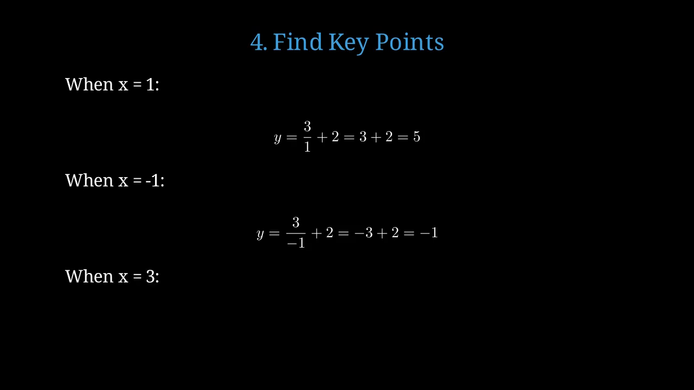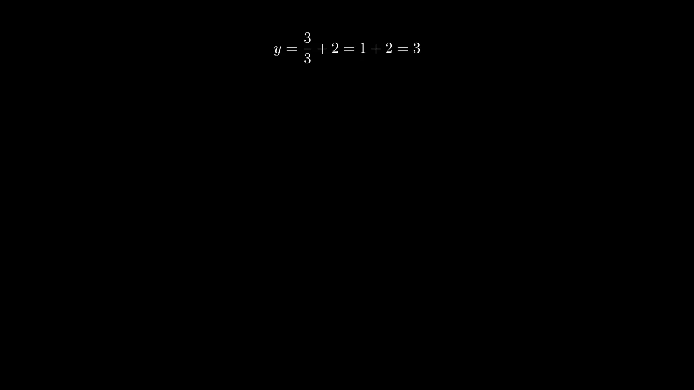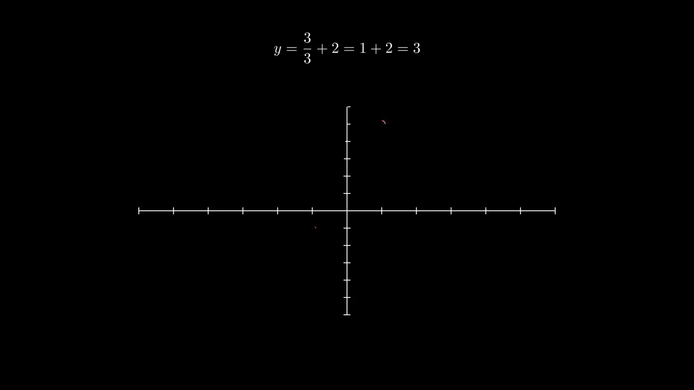Let's try x equals 3. When x is 3, y equals 1 plus 2, which equals 3. Here are our key points, plotted on the coordinate plane. Now let's analyze how the function behaves in different regions.